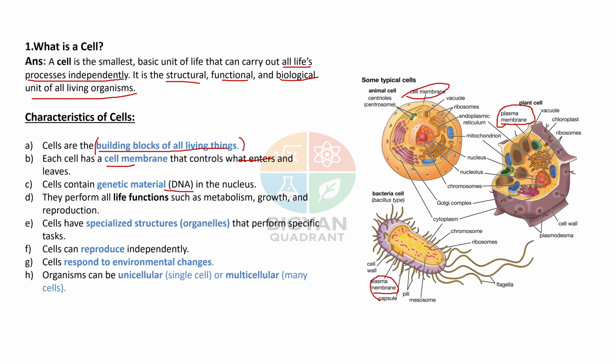They perform all the life functions such as metabolism, growth, reproduction, and other characteristics. Organisms can be multicellular or unicellular based on the number of cells. When there is a single cell present, the organism is called a unicellular organism, and when there are many or multiple cells present in the organism, the organism is called a multicellular organism.